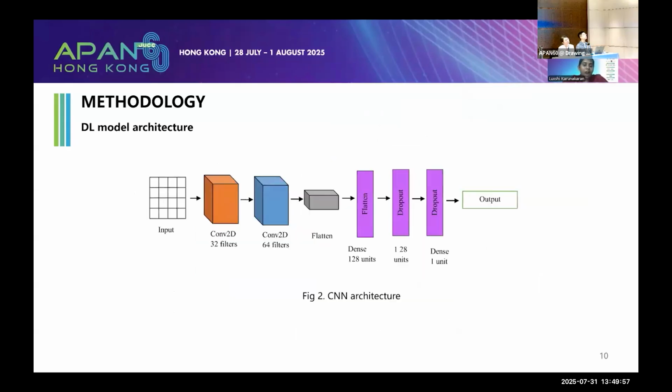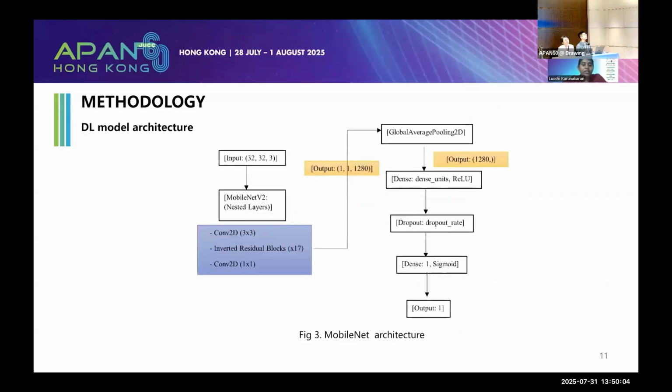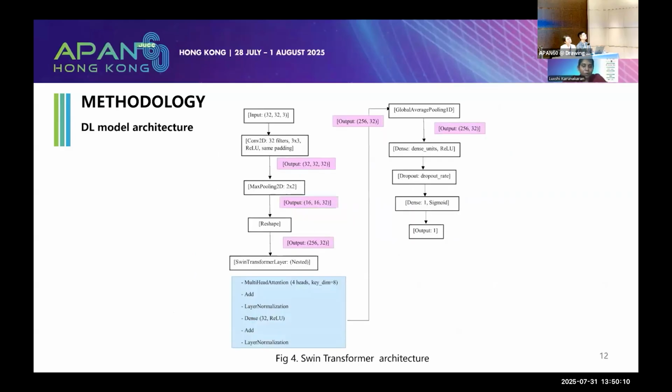The CNN architecture includes a convolutional layer, flattened layer, and dense layer. The MobileNet architecture includes a global average pooling layer, dense layer, and dropout layer. The Swin Transformer includes a max pooling layer, Swin Transformer layer, global average pooling layer, dense layer, and dropout layer, with the help of Bayesian optimization techniques to finally get the output.